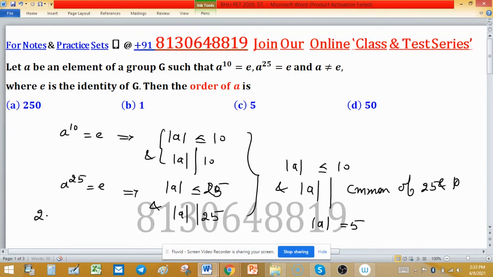How? You can write 25 as 5 into 5 and 10 also 2 into 5. This means that this only is a factor which can divide both 10 and 25. So order of A is 5, so option C is correct.